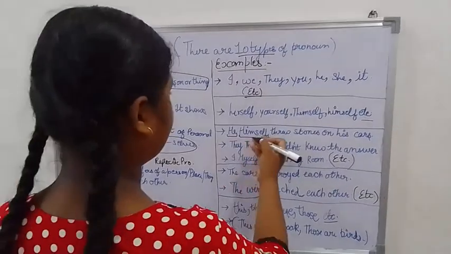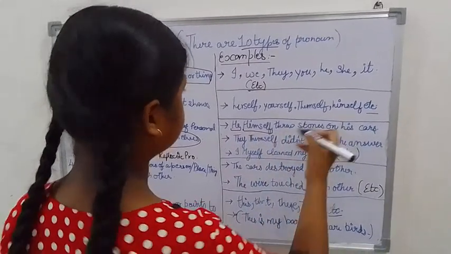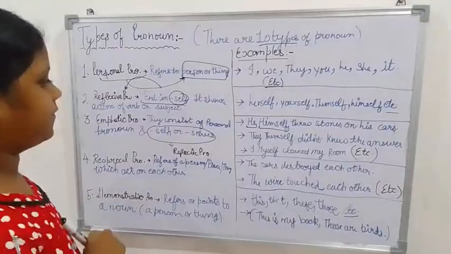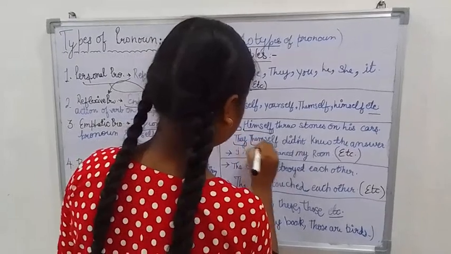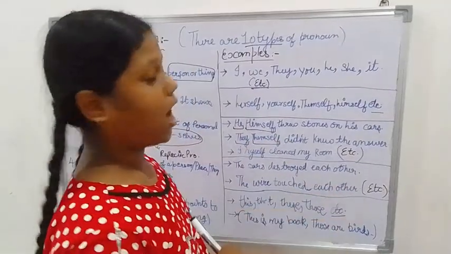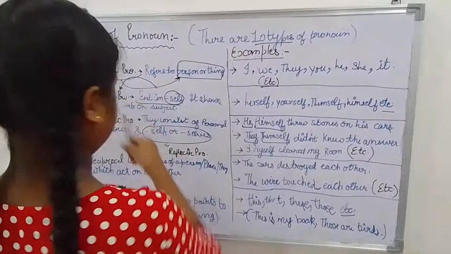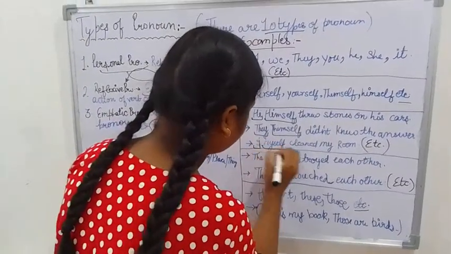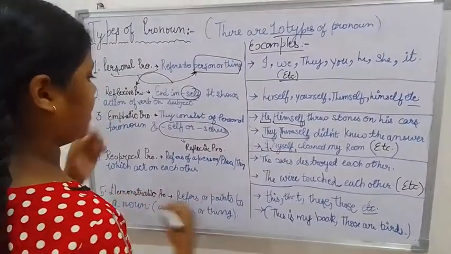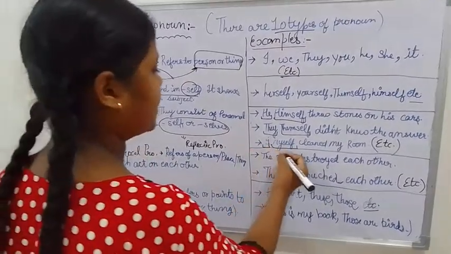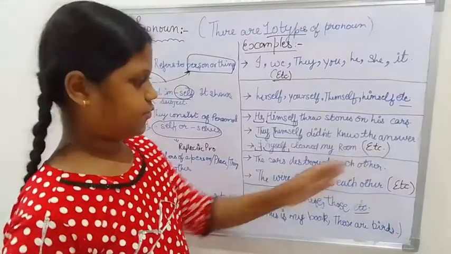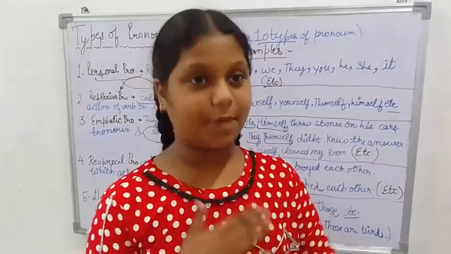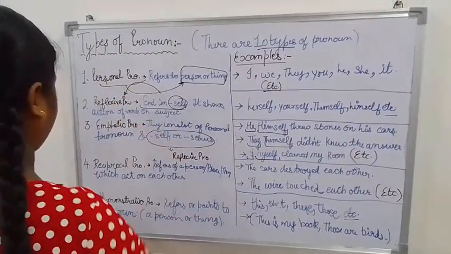For example, he himself threw stones on his car. He is personal and himself is reflexive. They themselves didn't know the answer. They is personal and themselves is reflexive. I is personal and myself is reflexive. I myself clean my room, etc. So, emphatic pronoun, you can term it as the mixture of personal and reflexive.